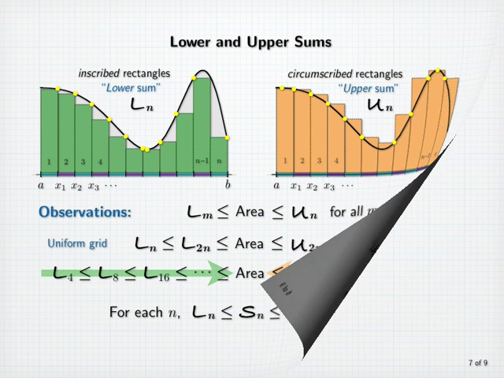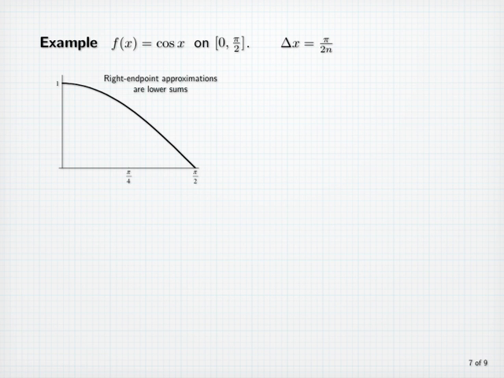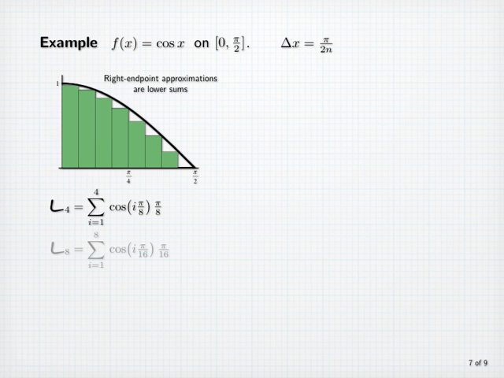Now let's look at an example. Let f of x be the cosine function on the interval 0 to pi over 2. For any choice of n, our delta x will be pi over 2 divided by n, or pi over 2n. Because this function is decreasing on the interval, right endpoint approximations will provide lower sums. In fact, L4 will be the sum as i goes from 1 to 4 of cosine of i times pi over 8, times pi over 8. L sub 8 is the sum as i goes from 1 to 8 of cosine of i times pi over 16, times pi over 16.